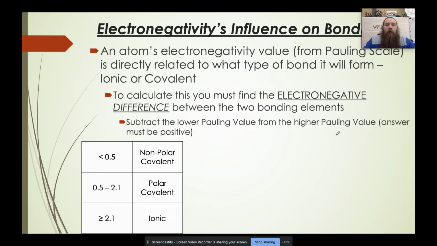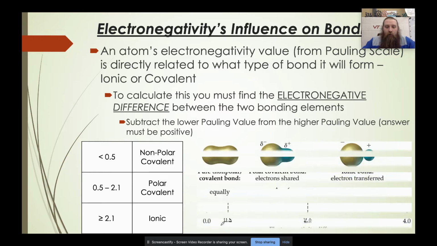Either way, same thing. If you get a number that is less than 0.5, you have a nonpolar covalent bond. We usually call this an NPC, nonpolar covalent. If the difference that you get is between 0.5 and 2.1, we call it a polar covalent bond. And if the difference is greater than or equal to 2.1, we have an ionic bond.